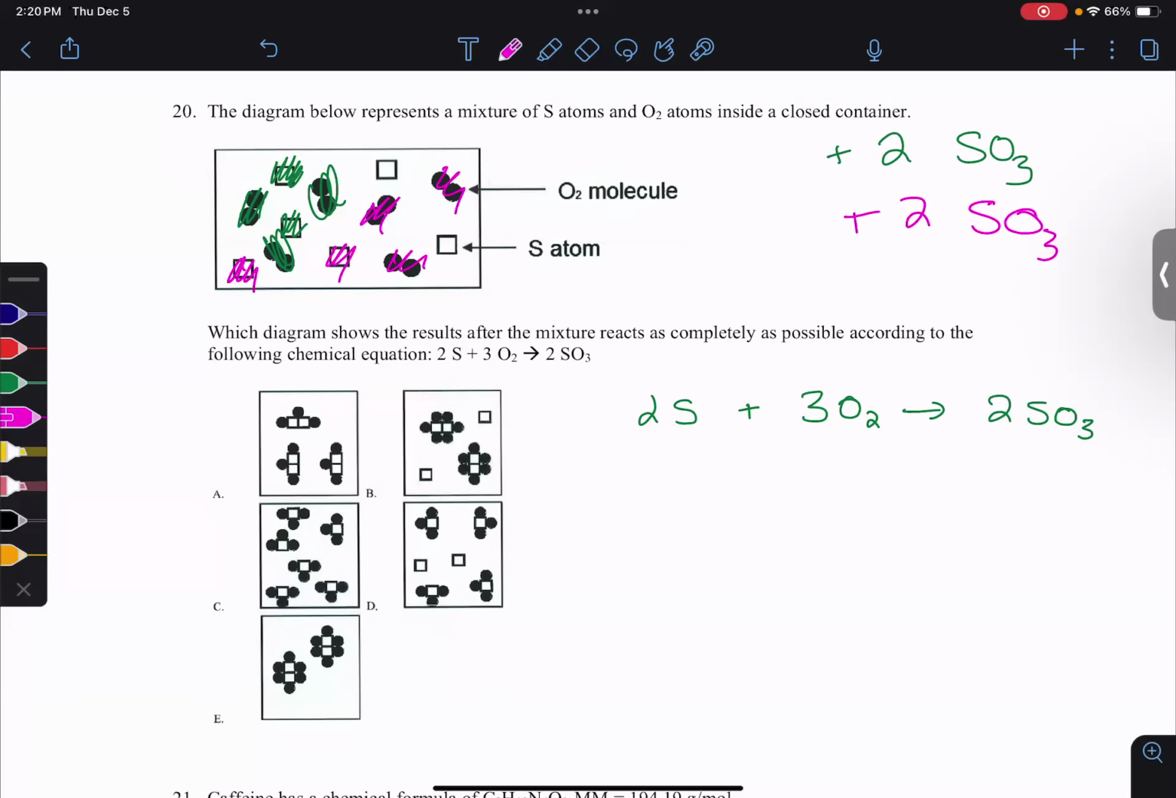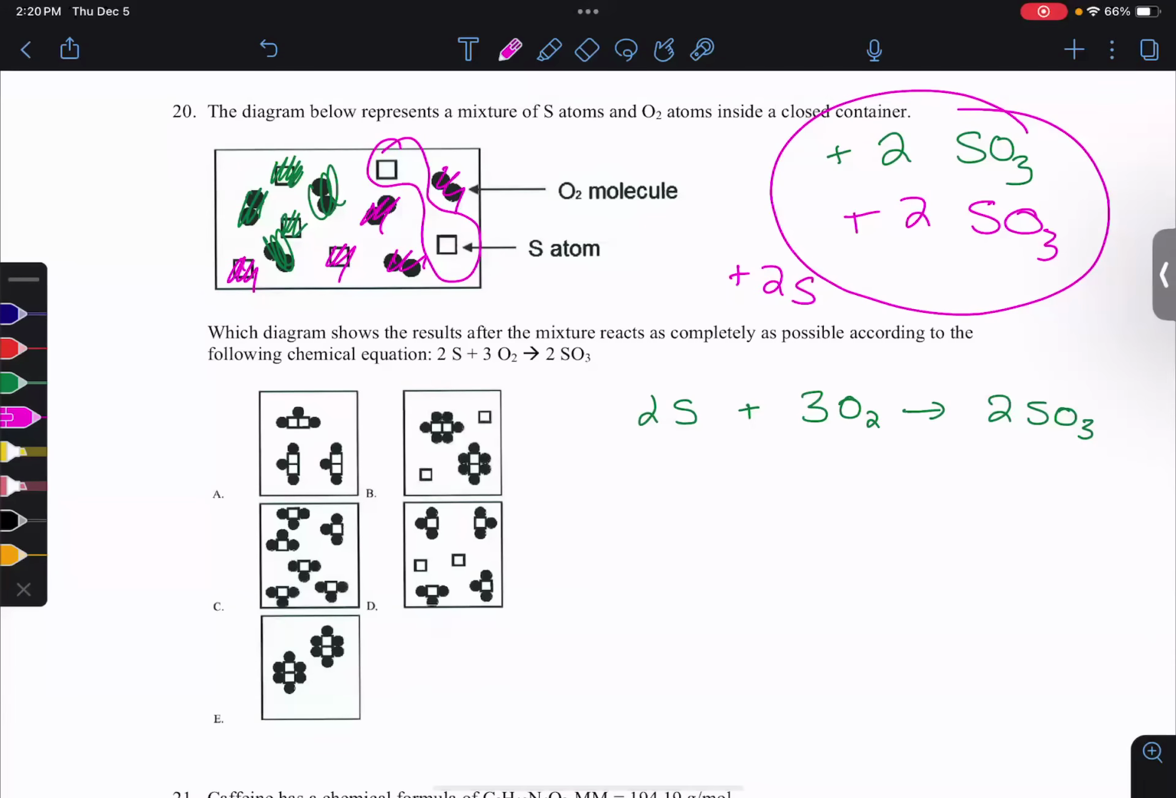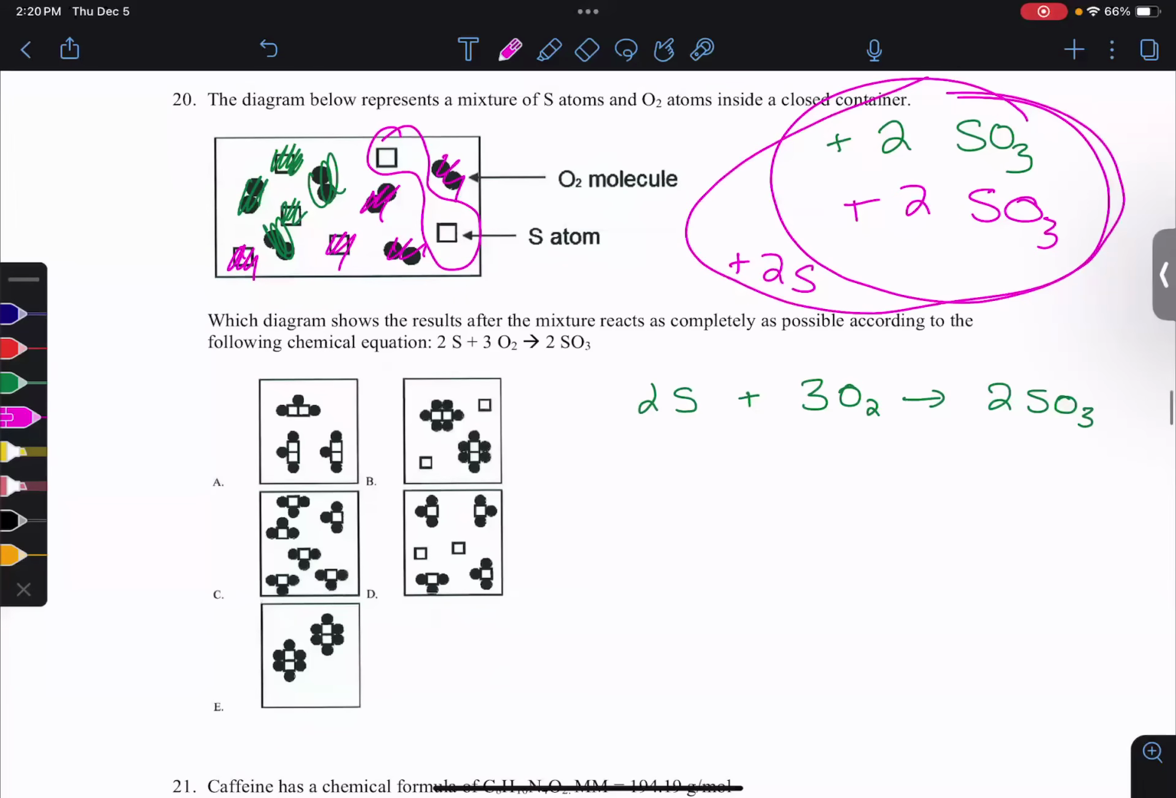Can I do the reaction again? No. So in my container, I have 4 SO3s, but also notice I have 2 S's left over, all right? That I didn't touch, so they're still there. So you are going to look for the picture that depicts this: 2 S's and 4 SO3 molecules, and so which one is that? That is D, right?